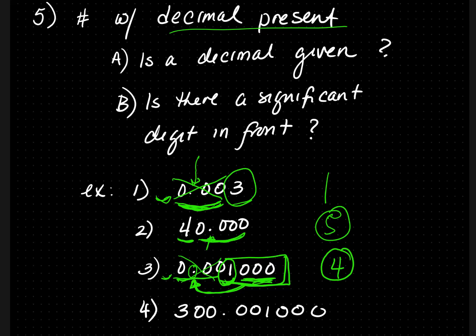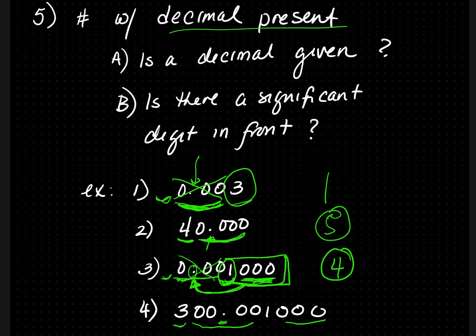In number 4, there are 2 sets of zeros. We have a set here and we have a set here. If I look at the first set, is there a decimal present? Yes, it's written in. Is there a significant digit in front? Yes, the 3. So those zeros are significant. The other way you could determine this is the zeros are surrounded by significant digits, 3 and 1. Therefore, the zeros are significant.